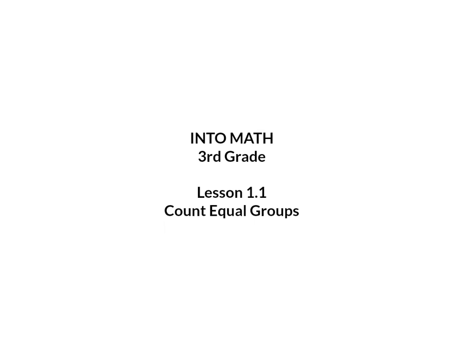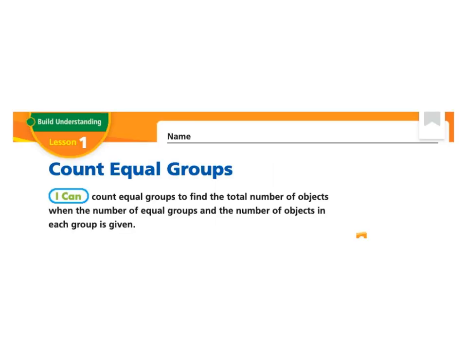This video is Into Math for 3rd grade, Lesson 1.1, Count Equal Groups. The I can statement for this lesson is: I can count equal groups to find the total number of objects when the number of equal groups and the number of objects in each group is given.